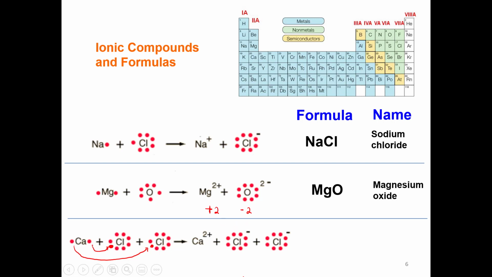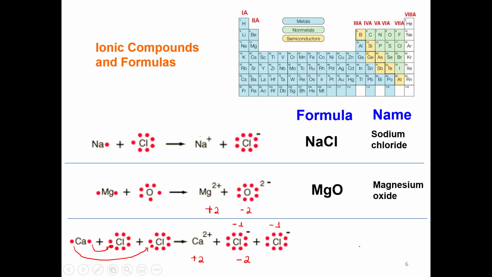Let's see what happens with the total charge of the new compound. In the case of the positive ion, we had +2. But in the case of the negative ion, we had -1 for one chlorine and -1 for the other chlorine. Then the total negative charge will be -2. Now we can see the new ionic compound is neutral. Now we can write the formula.